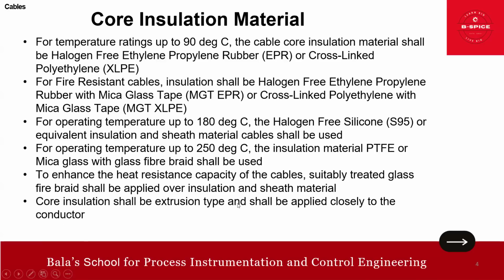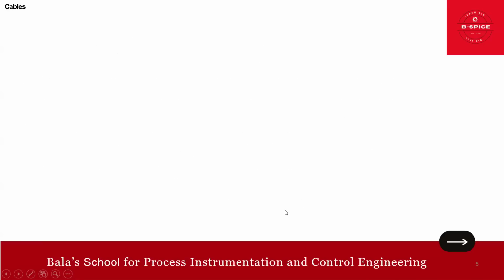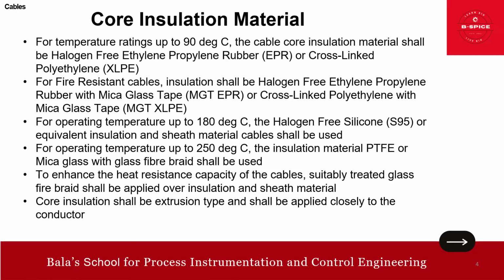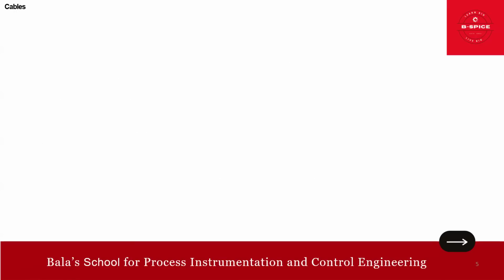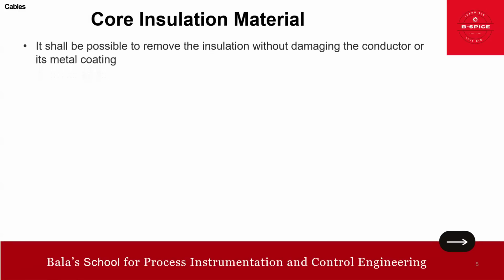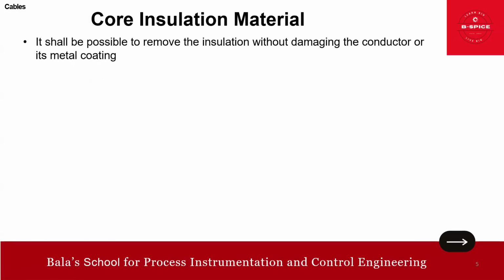Core insulation shall be extrusion type and shall be applied closely to the conductor. So these are the general aspects related to core. Right, friends, we have covered the conductor and the core insulation material. Now, few more points. It shall be possible to remove the insulation without damaging the conductor or its metal coating. That is another point we need to watch out for.